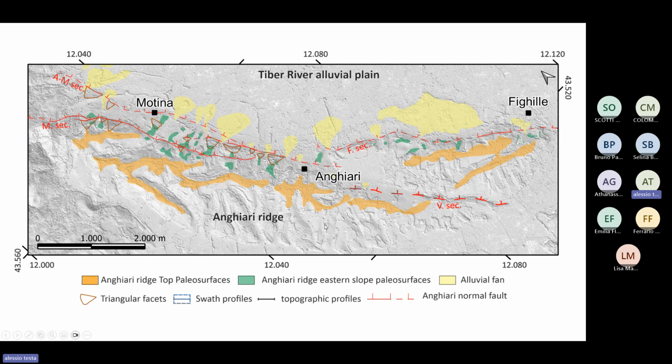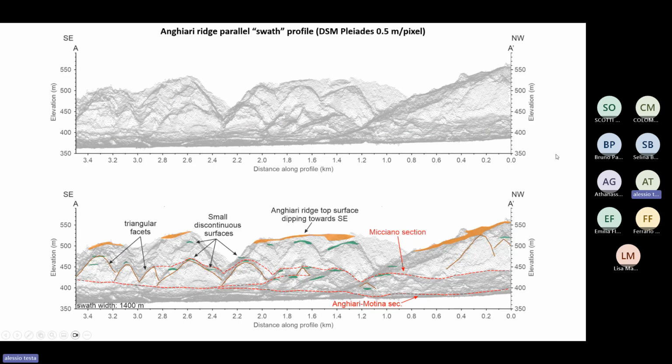And so in order to understand the different origin of the surfaces, and to understand if these surfaces can be used as markers for the slip rate and displacement evaluation of the fault, we made several point cloud swath profiles parallel and perpendicular to the faults, projecting the points of the DSM within a certain buffer on a line. So this is the profile parallel to the ridge.